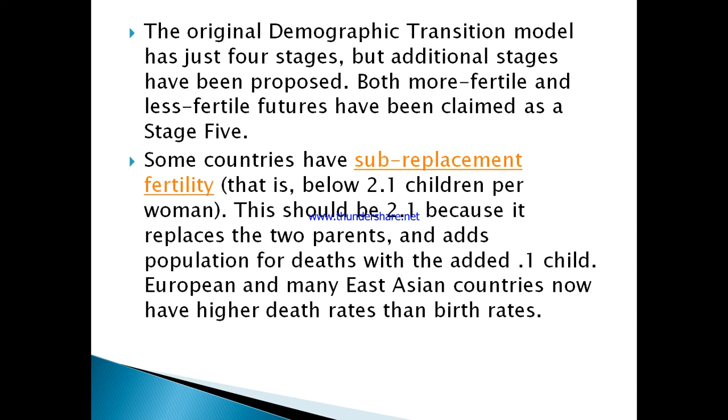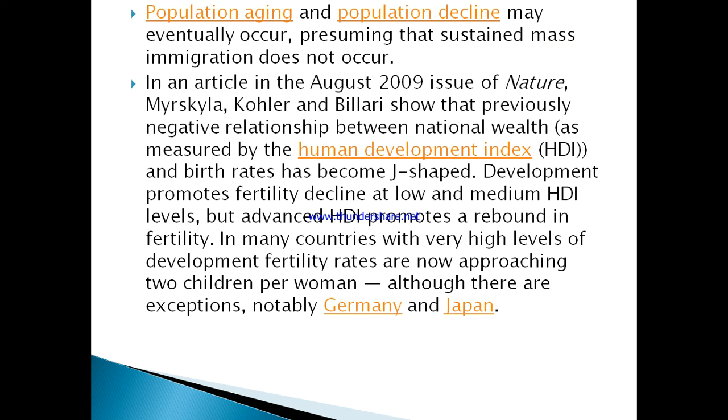Some countries have sub-replacement fertility, that is below 2.1 children per woman. This should be 2.1 because it replaces the 2 parents and adds population for deaths with the added 0.1 child. European and many East Asian countries now have higher death rates than birth rates. Population aging and population decline may eventually occur, presuming that sustained mass immigration does not occur.